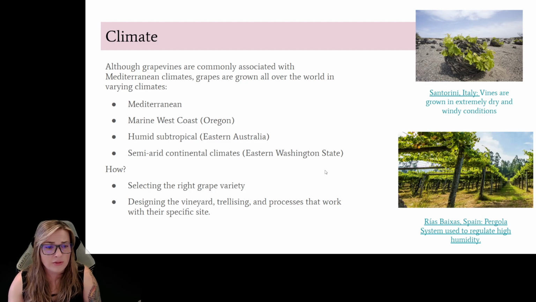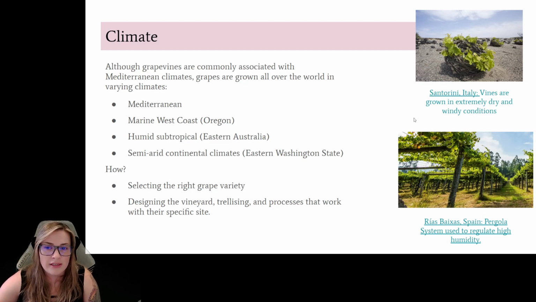Another thing that we do to make sure that grapevines are successful wherever we plant them is by designing the vineyard, the trellising, and the other processes that work with the specific site that you are on, right? So two of my favorite examples are, we have this one up top. This is Santorini, Italy. And these are linked to articles if you'd like to open them up and read more about it. I think it's super interesting.